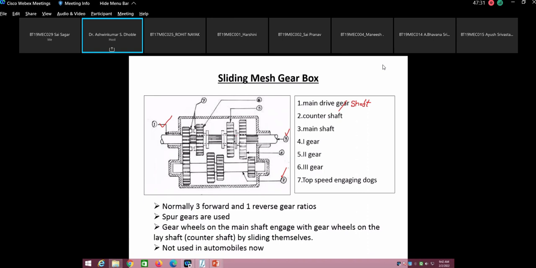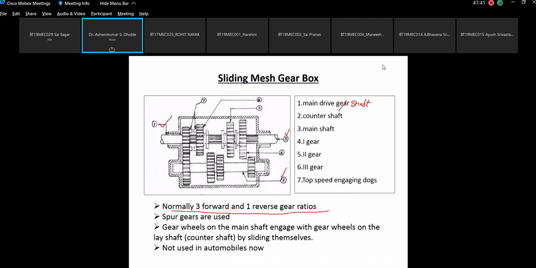In the sliding mesh gearbox, normally 3 forward and 1 reverse gear ratios are present. It is saying normally, but that is not a hard and fast rule. So 3 forward and 1 reverse. Basically, this engagement is there. Now we have these gears, they are fixed. Only the gears on the main shaft can slide. And this is the component which you are going to see. These are called the dog clutch. Okay, if you see 7, this is the top gear engagement dog. This is called the dog clutch. Okay, I'll show you in the next slide, don't worry.